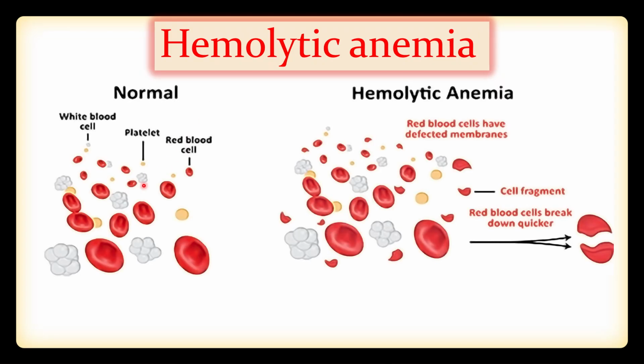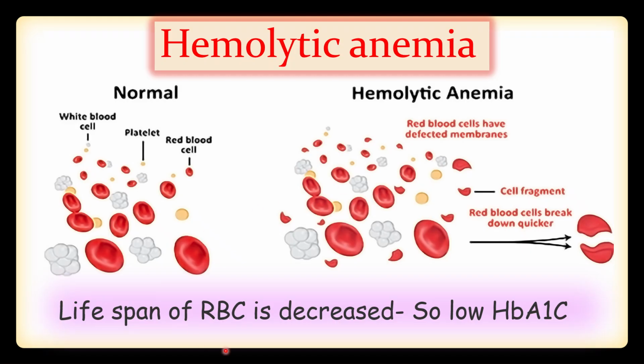The first option is hemolytic anemia. This is a normal blood picture. In hemolytic anemia, there are many causes for hemolysis, and it causes the red blood cells to have a defect in the cell membrane, leading to lysis of the RBCs. So whenever there is hemolysis, the lifespan of RBC is decreased. Because of this, there is less time for the combination of hemoglobin and glucose, which leads to low HbA1c level. So the first option is ruled out.